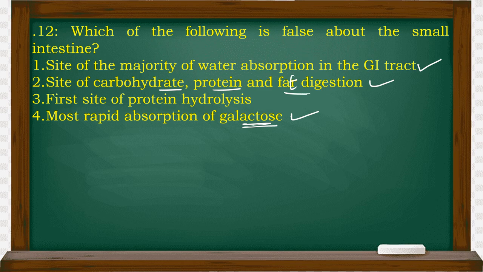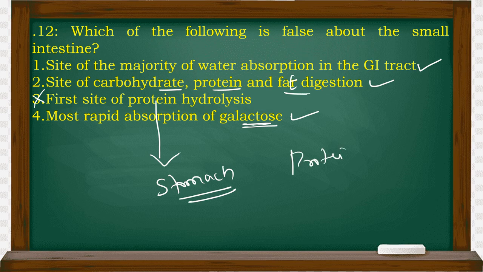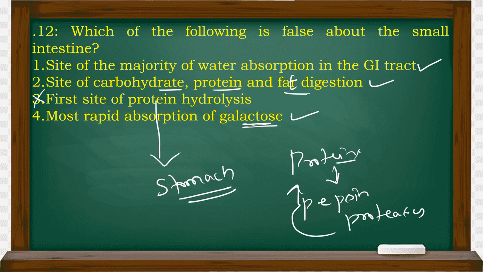Whereas the third option, the first site of protein hydrolysis. The first site of protein hydrolysis is always the stomach. Hydrolysis is nothing but the process of breaking down the complex protein into respective components. So the proteins are broken down into respective components by the action of pepsin and proteases together, and they break the proteins into smaller components, and this happens in the stomach region, not in the small intestine. So option number 3, which says the first site of protein hydrolysis, is the wrong option for question number 12.